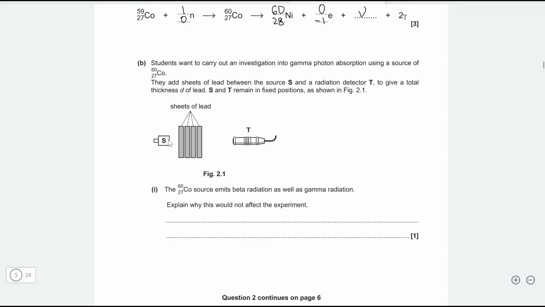Well, the gamma rays, or a significant portion of the gamma rays, are going to pass through the lead, whereas the beta radiation will be absorbed by the sheets of lead. So we can just write this down, that beta radiation will be absorbed by the lead. Okay, next one.